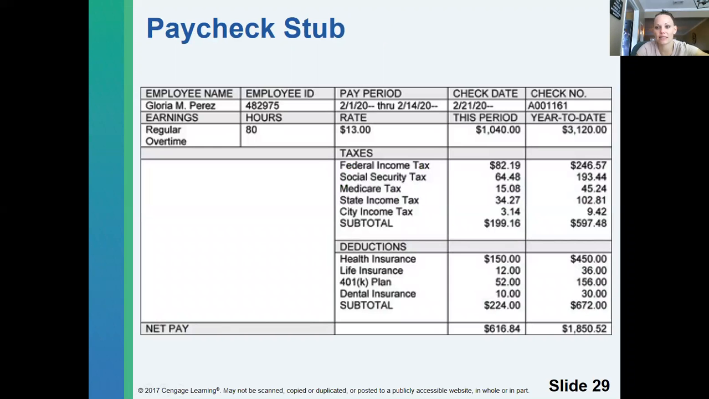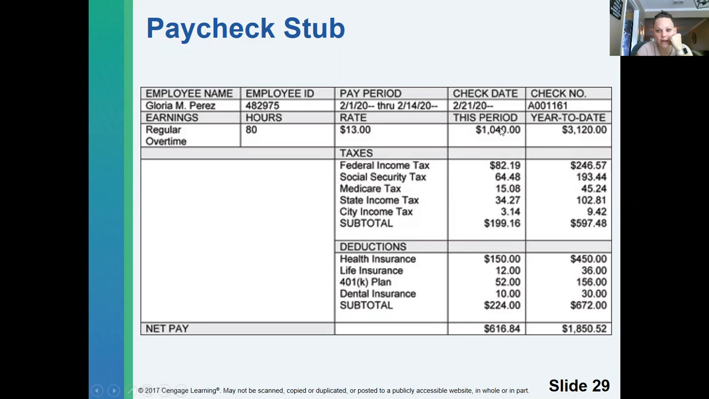So here is an example pay stub from your book. You do not need to write this down. You can see at the top, Gloria Perez, her employee ID, the pay period. So this is a 2-week pay period, February 1st to 14th. She got her check a week later. She had 80 regular hours at $13 an hour. So year to date is how much money she's made since January 1st.